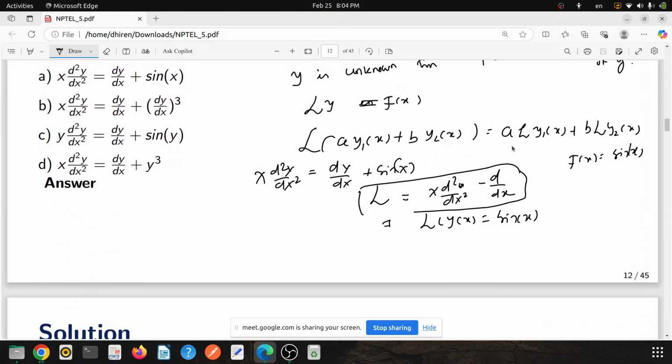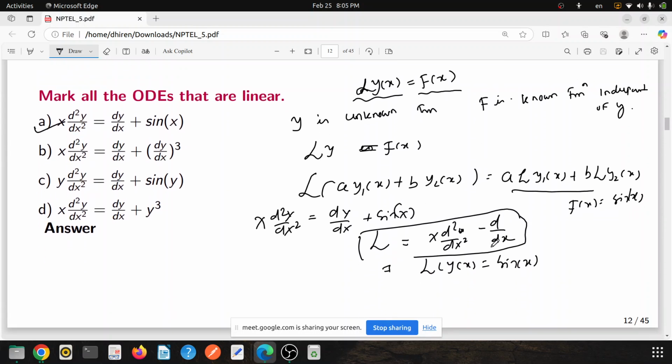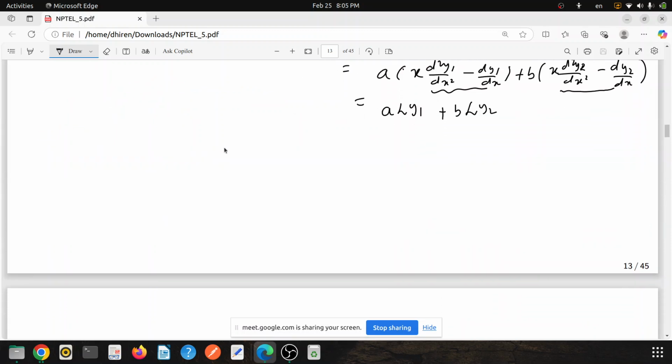So option A is the correct option, which is an ordinary differential equation and it's linear. Similarly, we'll check option B, whether it is a linear ordinary differential equation or not. Option B is given as x d square y by dx square equals dy by dx plus dy by dx cubed.